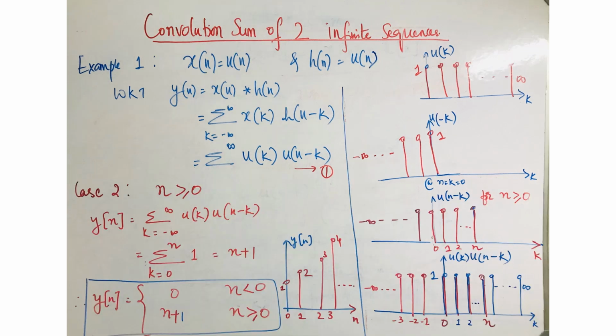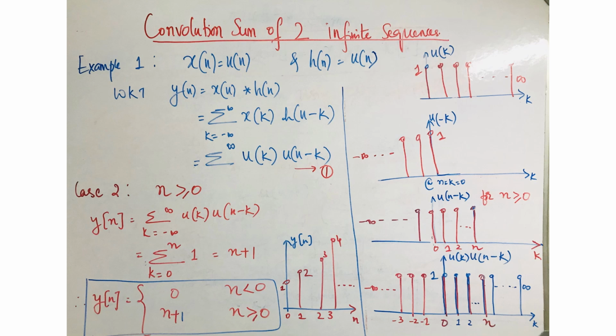Now let us consider the second case, that is for n greater than or equal to 0. We need to shift u of minus k towards right by n units to get u of n minus k for n greater than or equal to 0. Then we need to multiply u of k with u of n minus k. Now if you see this graph of u of k and u of n minus k, only the samples in the range 0 to n of both the signals will overlap. So I have highlighted them in two different colors. Carefully observe, between 0 to n I have written in two shades.